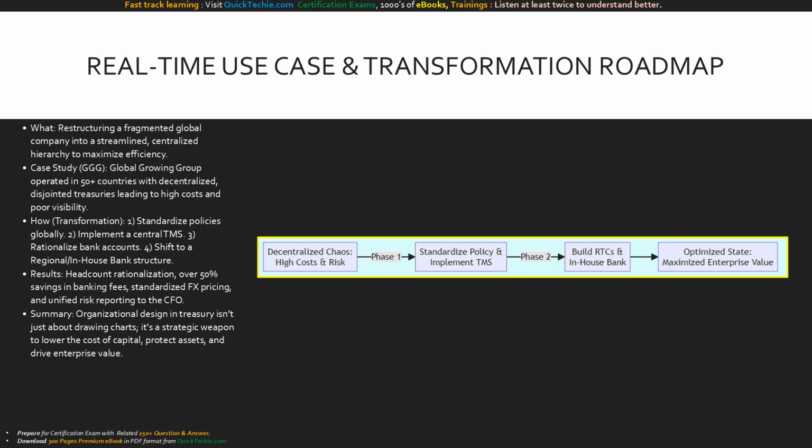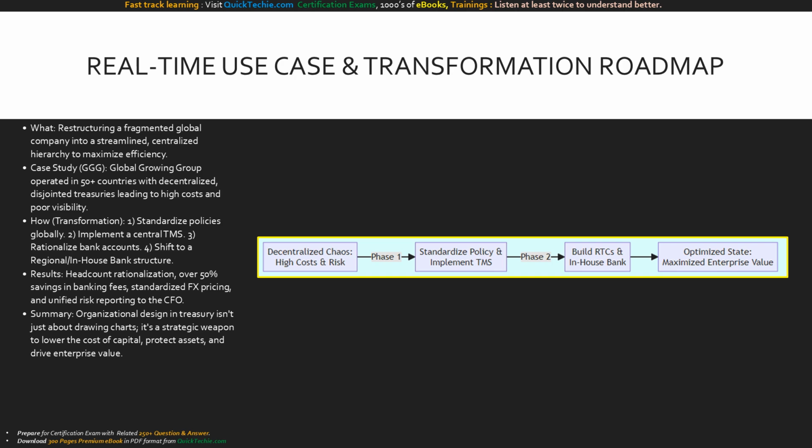Imagine a company, global growing group, operating in over 50 countries. Their organizational design was completely decentralized. Local teams operated in silos, leading to bloated costs, trapped cash, and zero visibility for the CFO. How did they fix this? They executed a transformation roadmap.